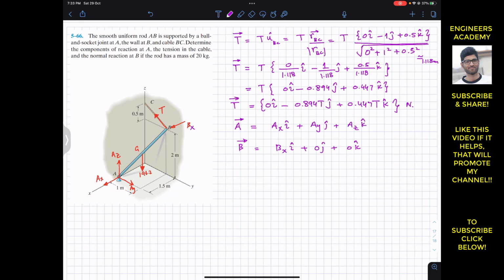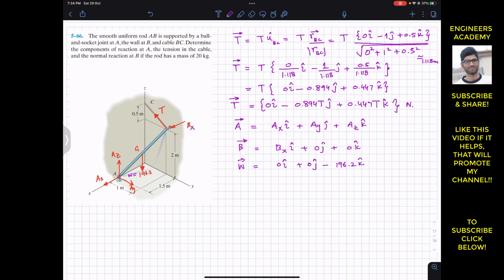and the j component is 0, and the k component of the B vector is 0. Similarly, the weight is acting in the downward direction, so we will write the weight vector. This is the weight magnitude. So the weight vector is minus, since it is acting in the negative Z, so its i component is 0, its j component is 0, and it is acting in the negative k direction. So now we have represented all the forces as Cartesian vectors.